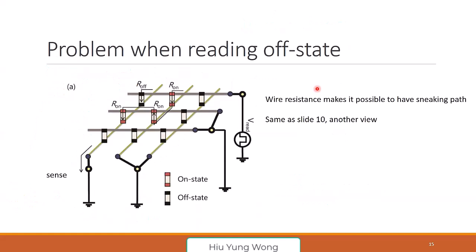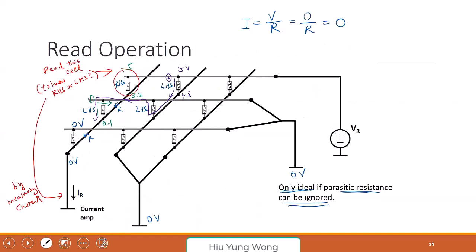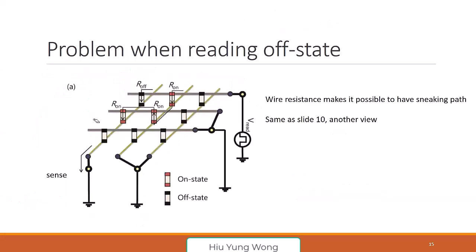Let me just repeat what I just said. Actually, maybe let me erase. I was a little bit too fast when I was discussing. Here I just give you one case. Let me erase the purple one. This is the second situation, about this sneak path when this is in the off state. This is situation two. Here I mean slide 14, because I have changed the slide numbers. This is just another illustration.